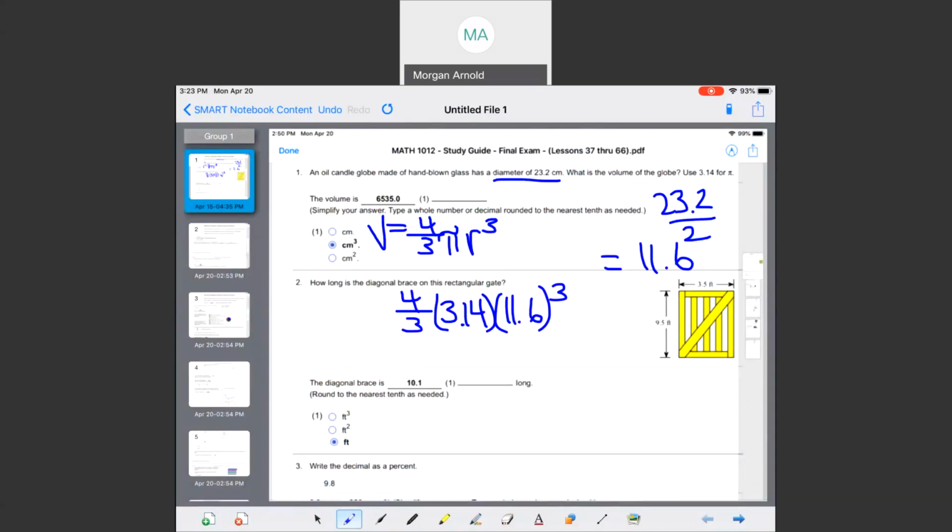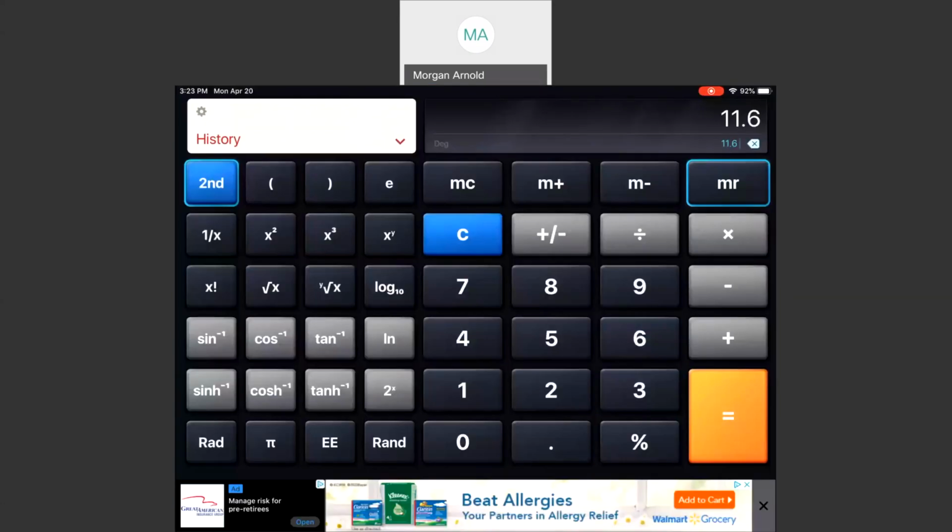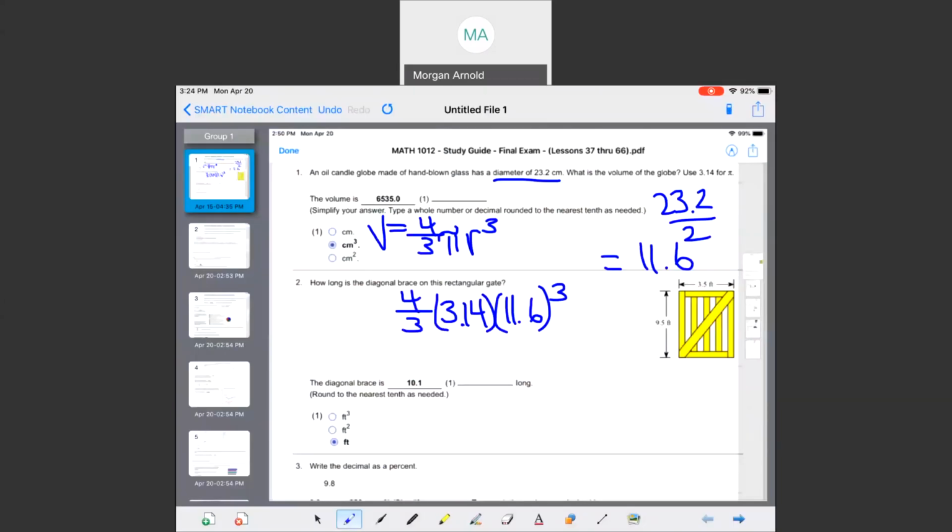So let me switch to my calculator and plug all this in. So 11.6 cubed times 3.14 times 4, and then don't forget, divide by 3. And when we round this to the tens place, that 9 actually turns to 0, and the 4 turns into a 5. So our final volume is 6,535 cubic centimeters.